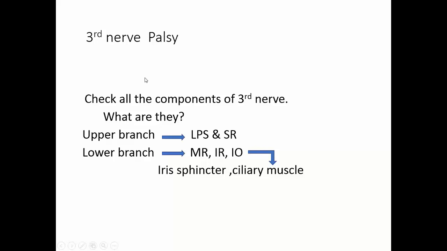Right. When you diagnose third nerve palsy, you have to check all the components of the third nerve. It has two branches. The upper branch supplies the levator palpebrae superioris and superior rectus, whereas the lower branch supplies the medial rectus and inferior oblique. The nerve also carries the innervation to the iris sphincter and ciliary muscles. So the pupillary abnormalities occur when the lower branch or the whole nerve is affected.